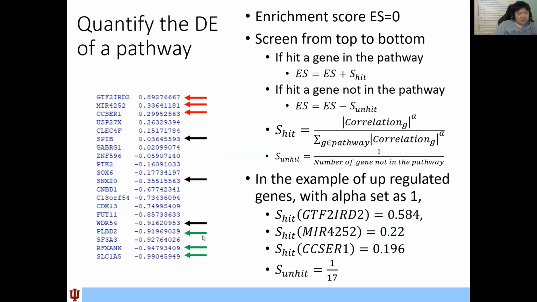Reversely, if the pathway is more enriched in the bottom part, then when we run the GSEA, the beginning hits are all unhit, so we'll keep subtracting the unhit value. So the ES score will go negative, and then start to add more positive values, and then go to 0.